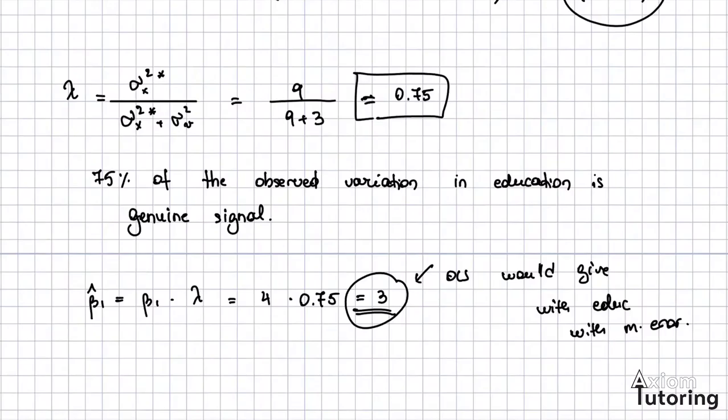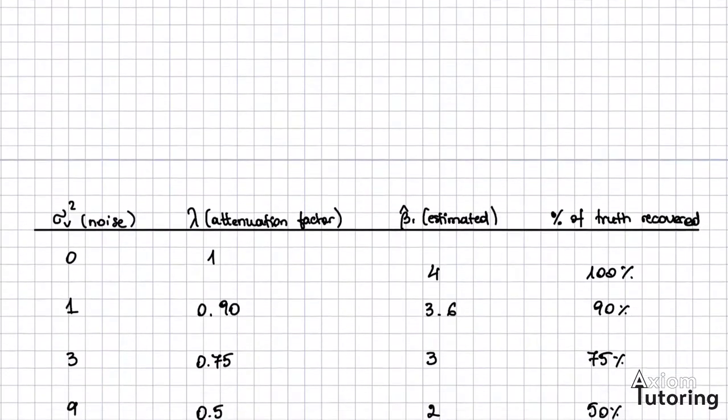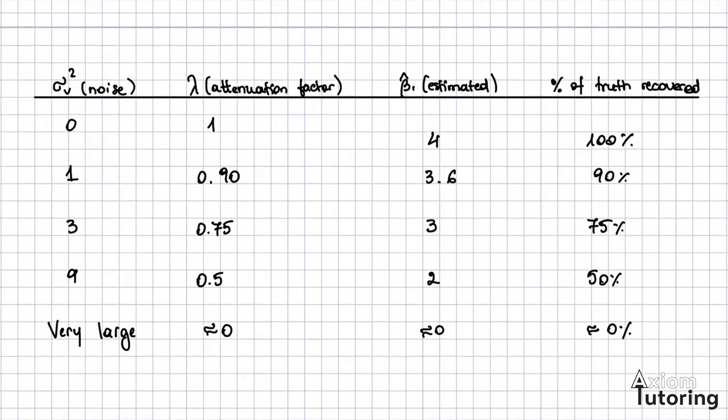If we were to compare different levels of measurement error, if we look at this table right here, you can see that as measurement error increases, meaning your sigma square of the v, so the noise, is increasing, the attenuation factor is falling down. And the estimated coefficient is also shrinking in this direction until we get closer to zero.